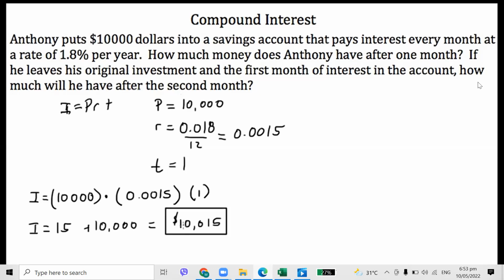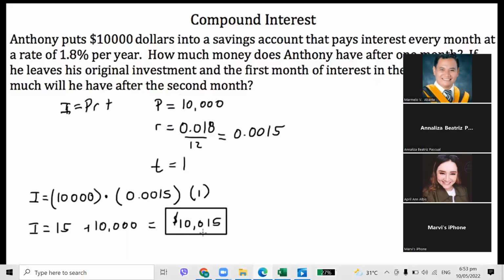So now that Anthony's got $10,015, he's going to leave the $10,000 and the 15 in the account, and he's going to earn interest on all of it in the second month. So for the second month, our principal now is $10,015. Our interest rate for that month doesn't change. This is still 0.0015. And the difference in time between month 1 and month 2 is just 1, so 1 month. And if we plug in again, I is equal to 10,015 this time, times 0.0015, and then times 1.